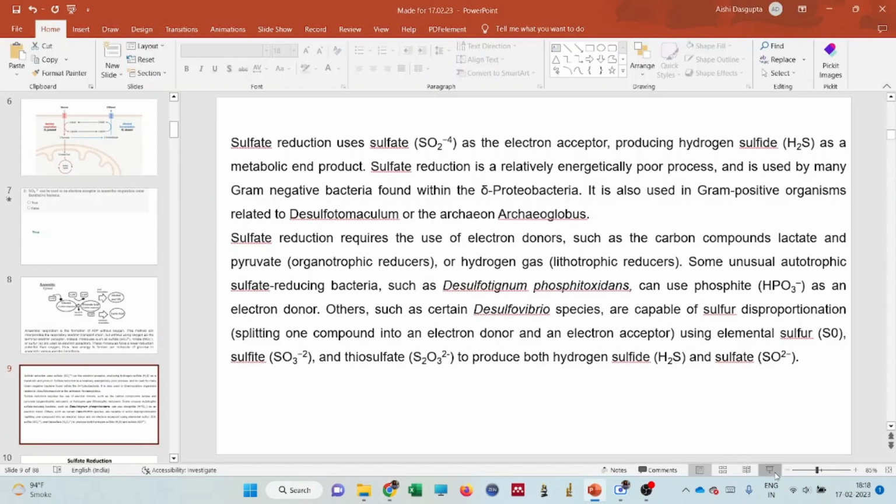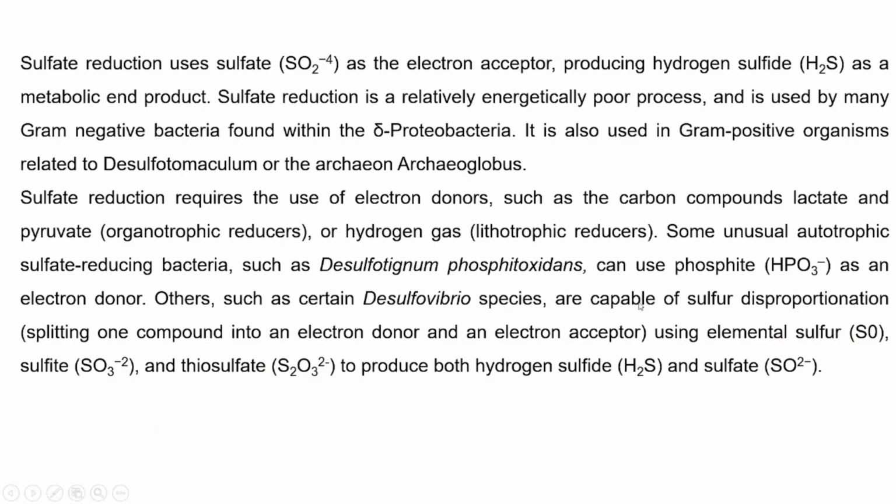Yes. So this sulfate reduction basically happens when sulfate is used as the electron acceptor, producing hydrogen sulfide as a metabolic end product, and is relatively an energetically poor process, as I already explained why, and is used by many gram-negative bacteria found within the gamma proteobacteria, and it is also used in gram-positive organisms, related to Desulfotomaculum, or the archaeon Archaeoglobus. These are very factual questions, so if you want to learn more about it, maybe you can search which organisms are more likely to use sulfate as the electron acceptor.